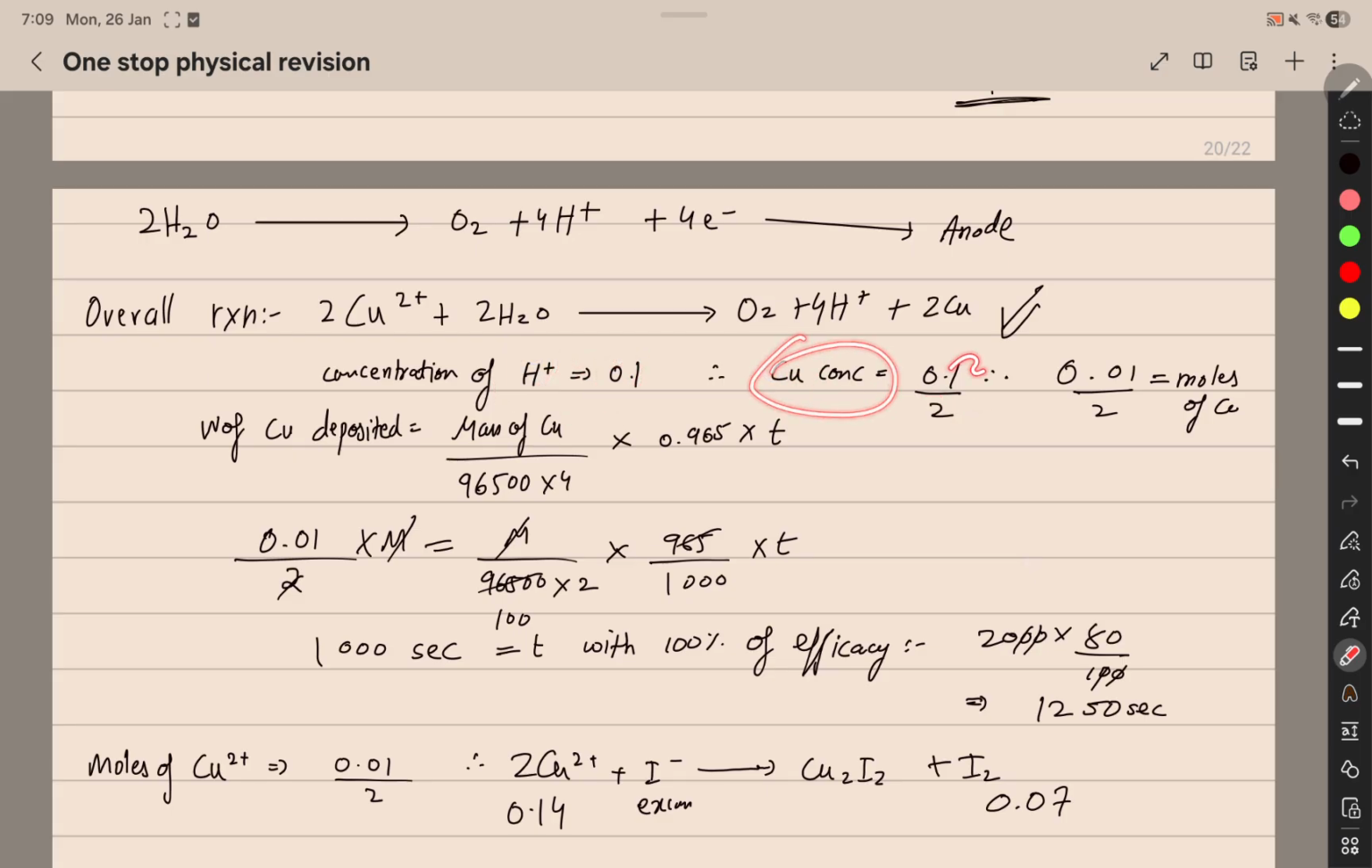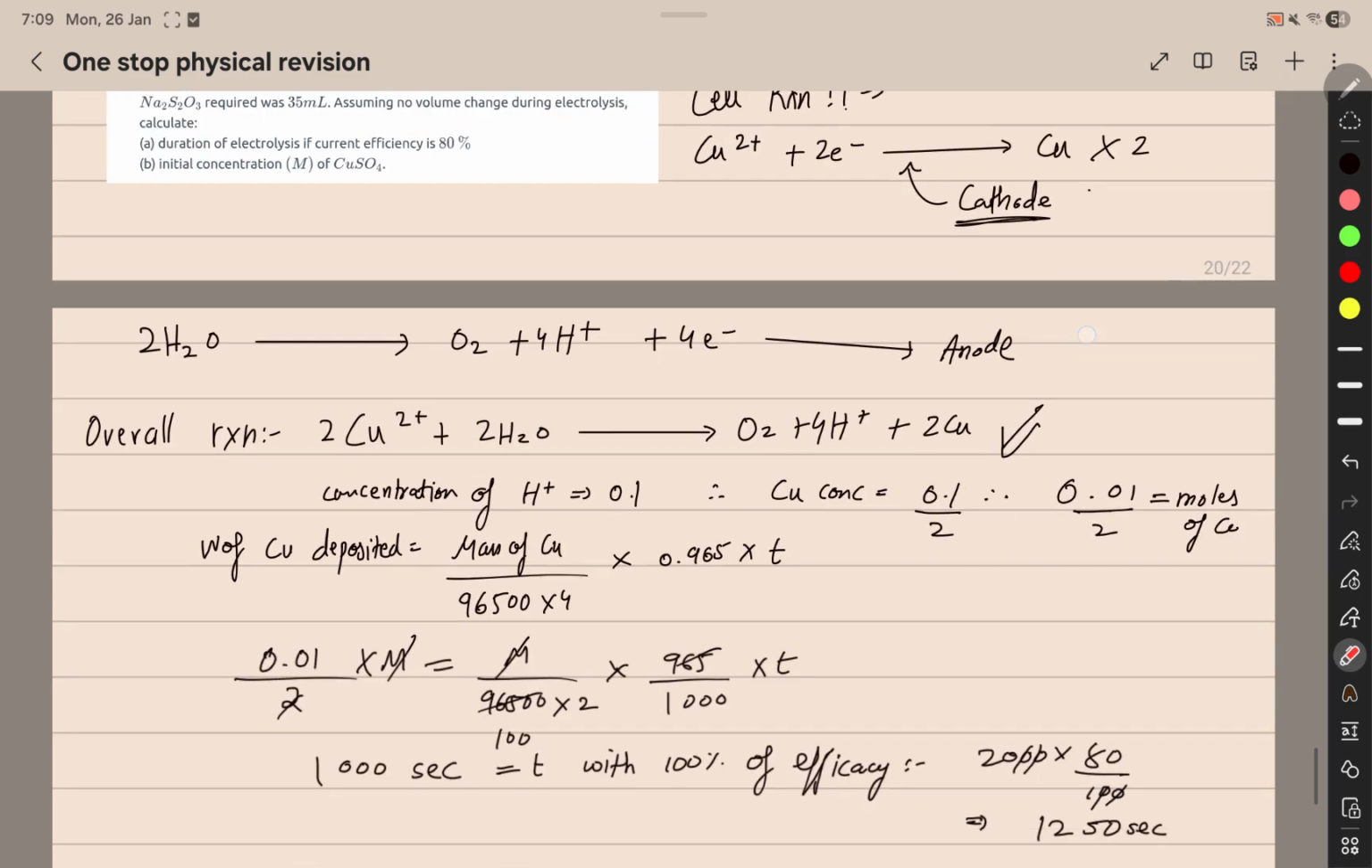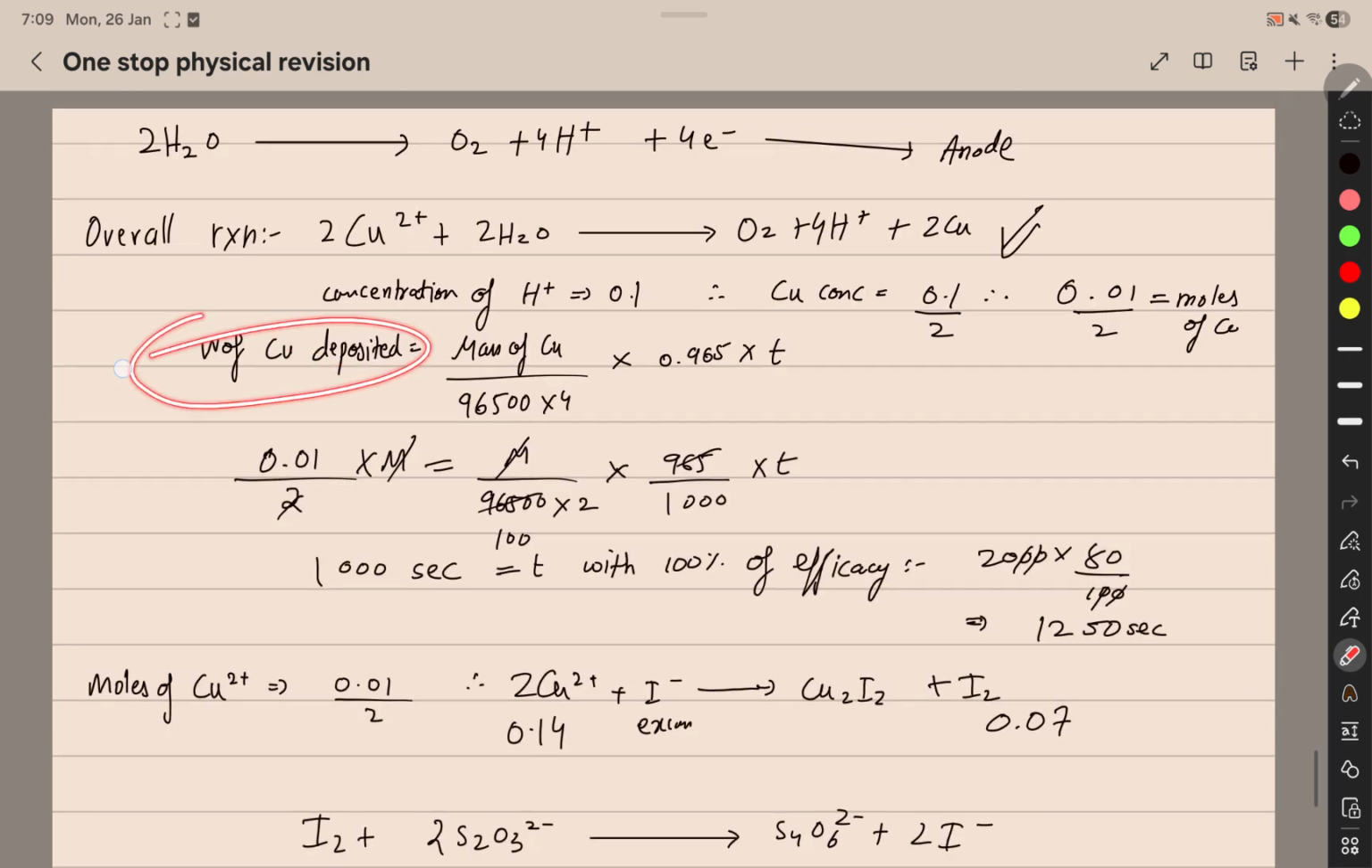Then we have a concentration of Cu is this, right? Then you can get the number of moles of Cu by dividing by the volume that they've given. Okay, then you can easily use your Faraday's first law just to directly get the answer.